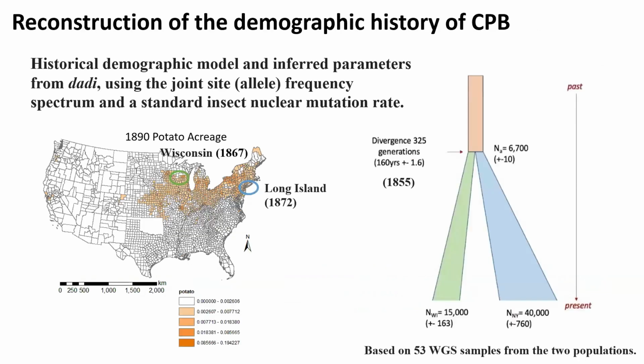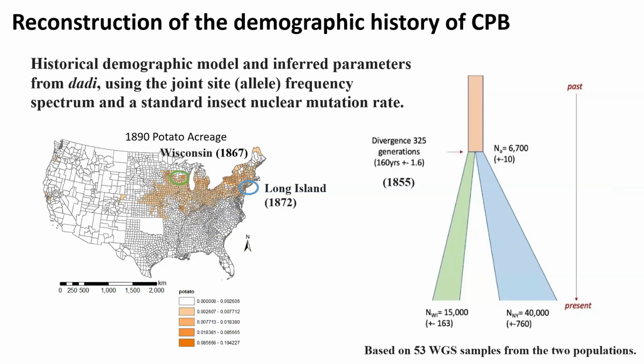We used some methods to try to estimate the timing of this, and very nicely, it actually lines up with those historical records. This is an approach of using the allele frequency spectrum, the site frequency spectrum, jointly between two populations. You can use that information to estimate time of divergence, as well as the population size in the present day populations and the ancestral populations. And what we did is we sampled in Wisconsin and Long Island. We knew the dates when they were first documented there. And we did whole genome sequencing in 53 beetles from these two places and reconstructed that history.